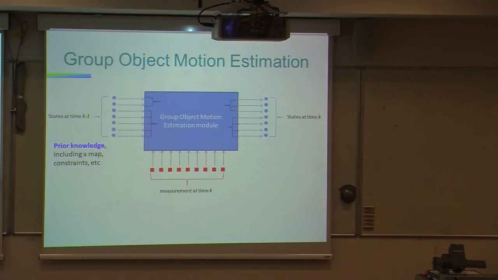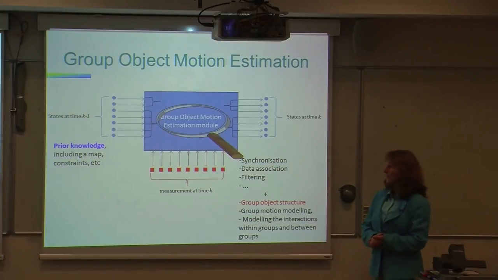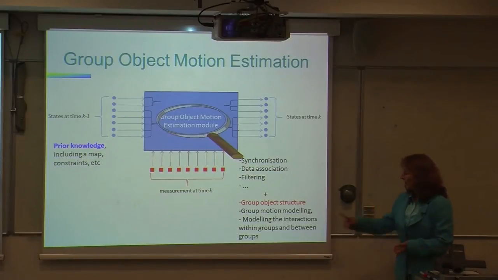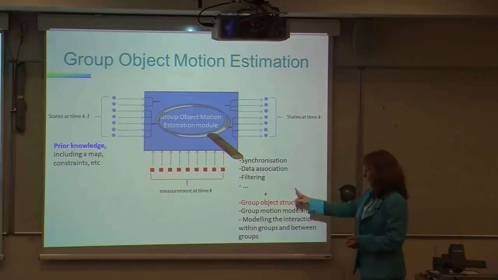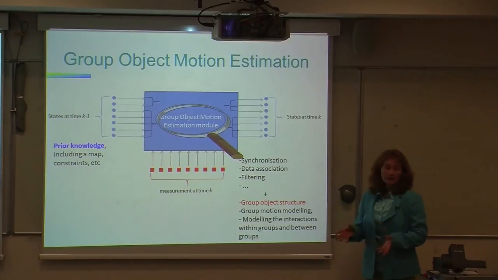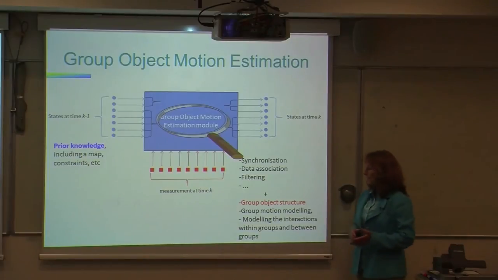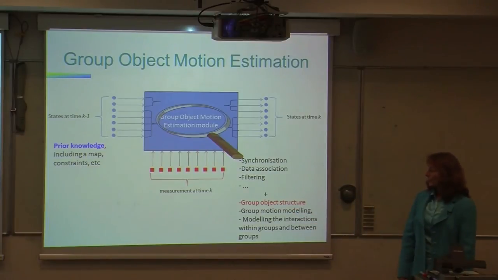In group object motion estimation, in addition to the problems that we have in multiple target tracking, we need to be able to estimate somehow the structure of the group. There are various ways of doing that. I'll show you two solutions. One way is, for instance, we can look at a small group like a random graph, where the nodes of the graph correspond to the objects, and if there are links between the objects, then there is a link between the nodes of the graph. So then we can estimate the structure and possibly predict the motion and interactions.